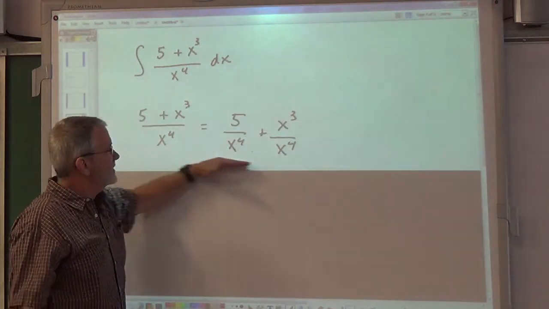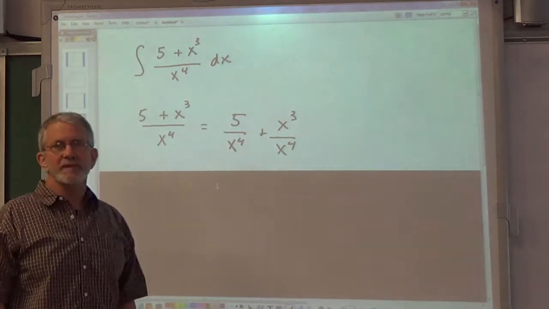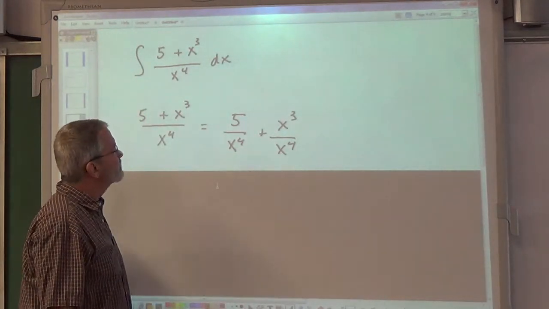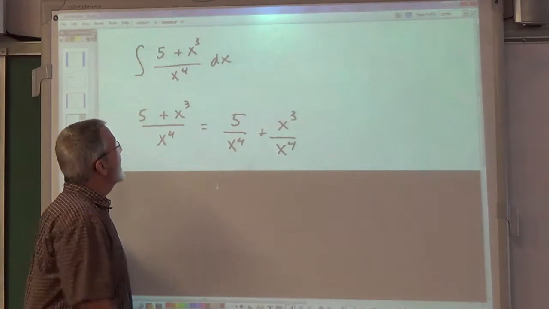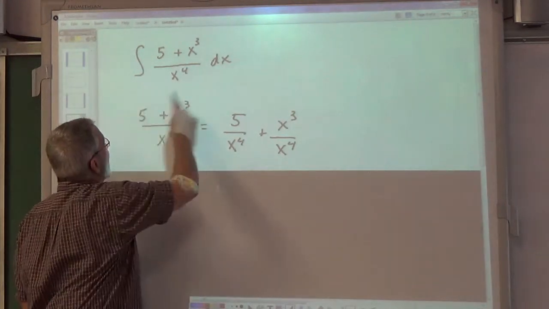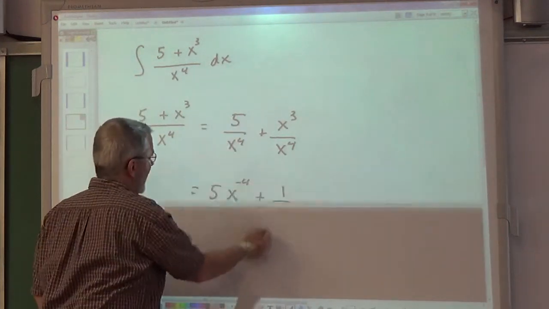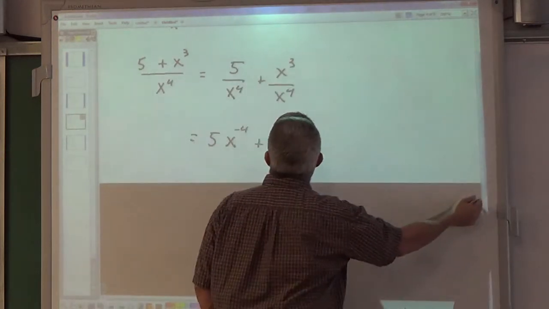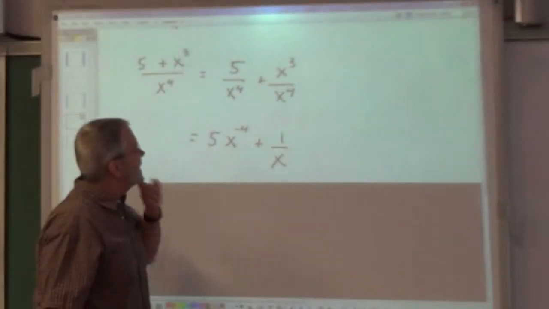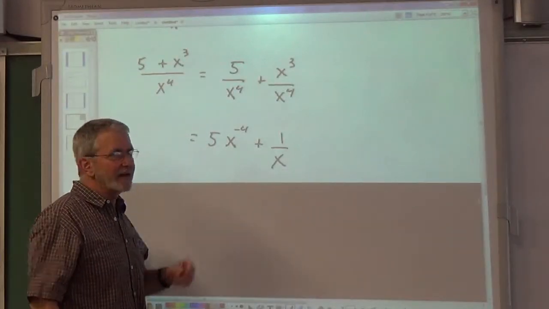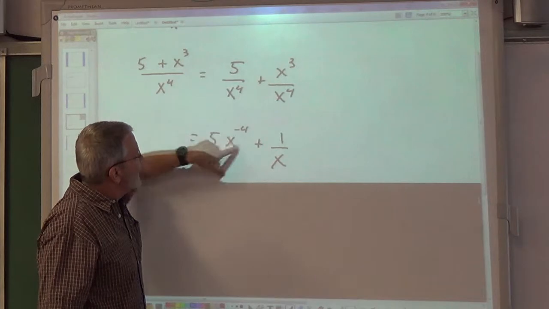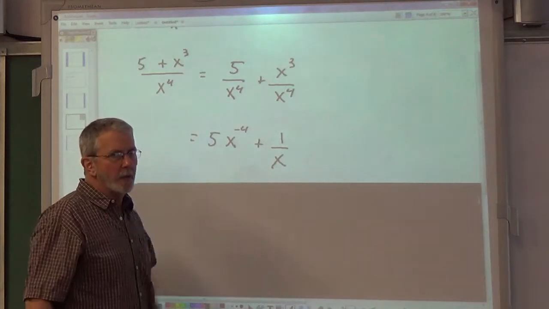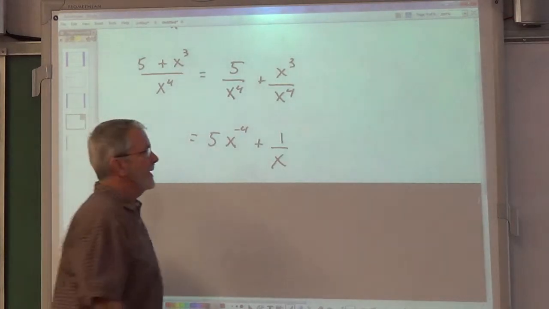So this is an algebraically true statement. Okay? And now I'm going to get ready. I'm going to need to write this in a way that I can anti-differentiate it. So I'm going to write this as 5x to the negative 4 plus 1 over x. And you'll see in a moment why I'm doing that. Okay?